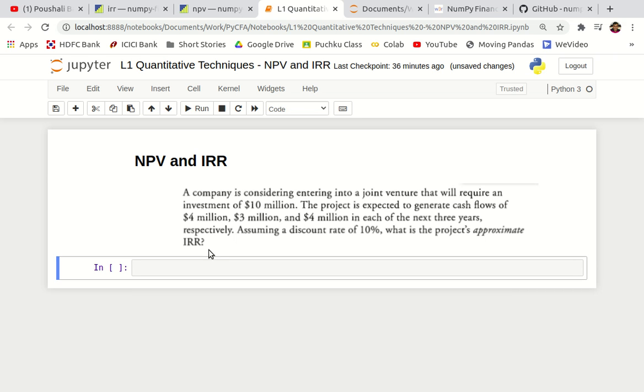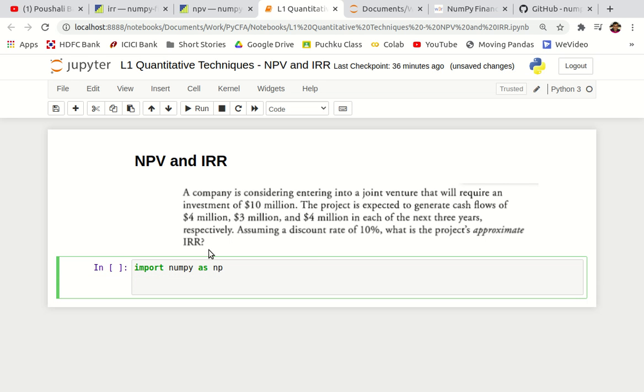Okay guys, so let's first import the infamous numpy. And the rest is easy. First, let's put down the cash flows. We put down the cash flows as a list in Python. So it's 10 million outflow, so we'll call it minus 10. And then there are inflows 4, 3 and 4.